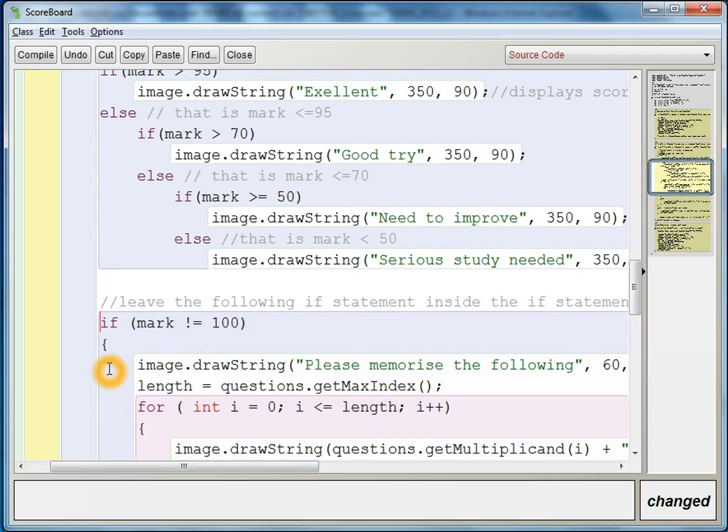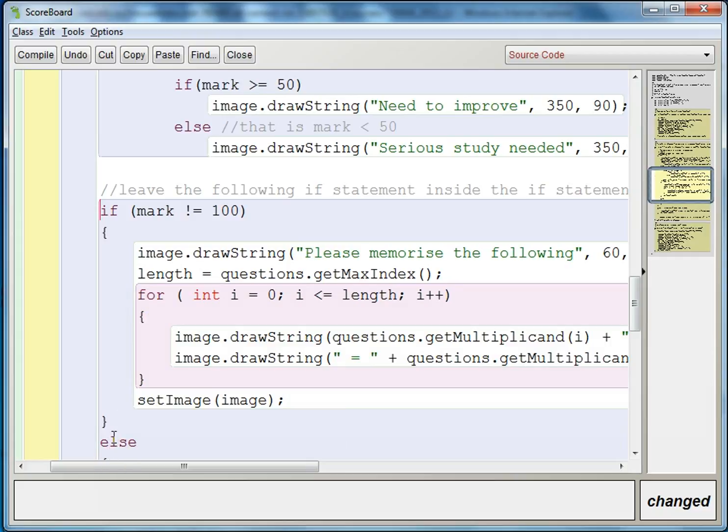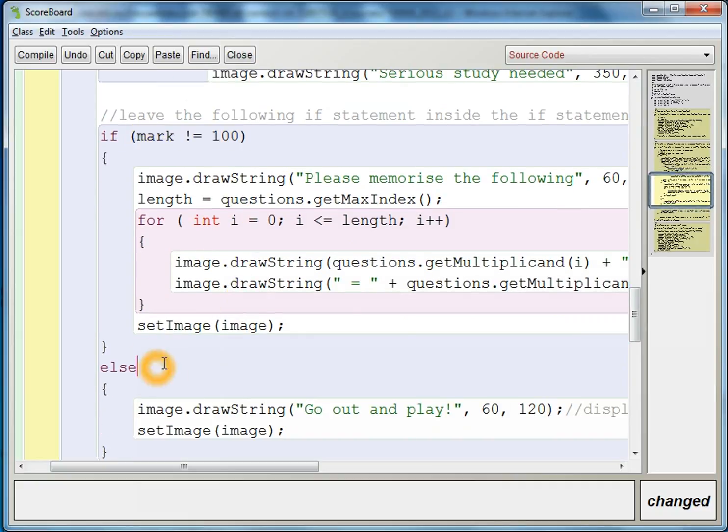When it carries out this if statement, it's checking. Now the person got 98. Now it's going to check, is the mark not equal to 100? That means if they didn't get full marks, if they didn't get everything correct, we display, please memorize what you got wrong. Here's what you got wrong. Display all of them. Now notice the else part of that. If this is the one condition, mark is not equal to 100, what does the else part mean?